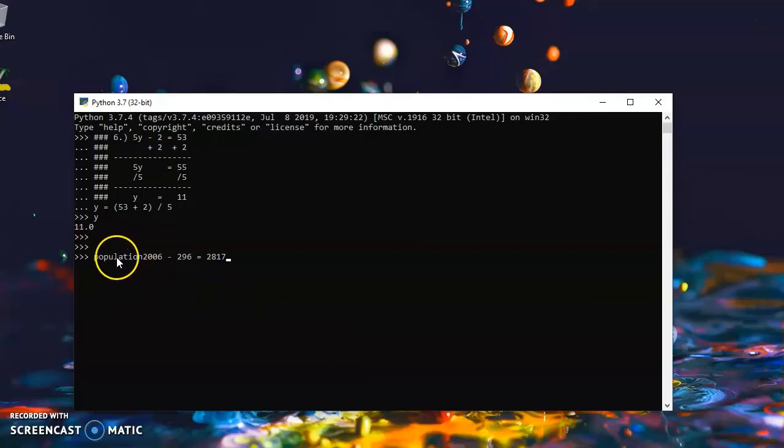But we have two things on the wrong side of the equal sign. So we need this minus 296 to be brought over here. So algebraically, like we did up here, we'd add 296. Equals 2,817 plus 296. And that should give us the population in 2006. It's 3,113.